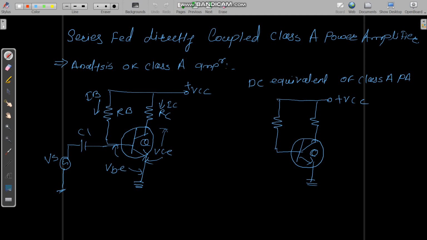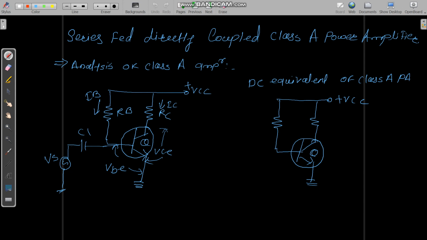Hello everyone. In today's class, we are going to see the analysis of Class A power amplifier. We know that the Class A amplifiers can be classified into two. One is directly coupled Class A power amplifier and the other one is transformer coupled Class A power amplifier.